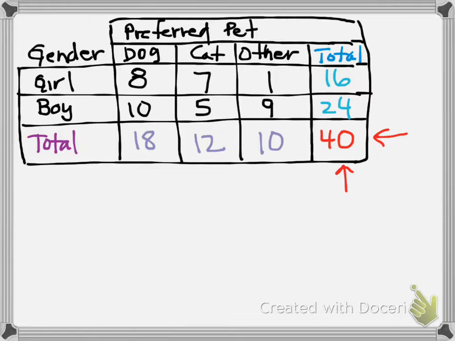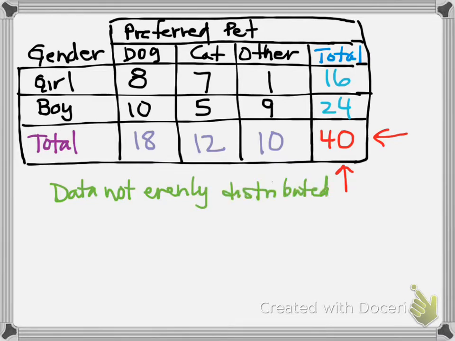Okay, and the answer was the data was not evenly distributed because she didn't. So we can write that down. Data not evenly distributed, as more boys were surveyed than girls.